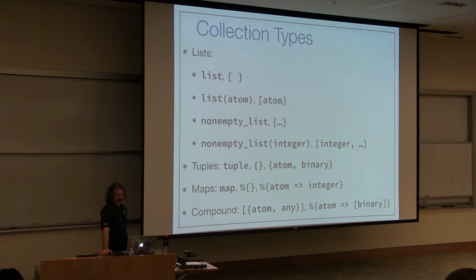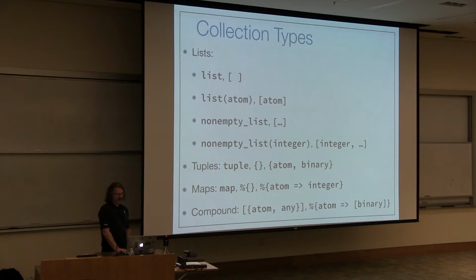Tuples are another commonly used type. You can specify those using the keyword tuple or the curly brace syntax. And what's really nice about tuples is that you can get very specific in defining what you want your tuples to look like in your type signature. So this example here that has curly brace atom binary curly brace, that means it's a tuple with exactly two values in it, the first of which is an atom and the second is a binary. And you can get very specific with those.